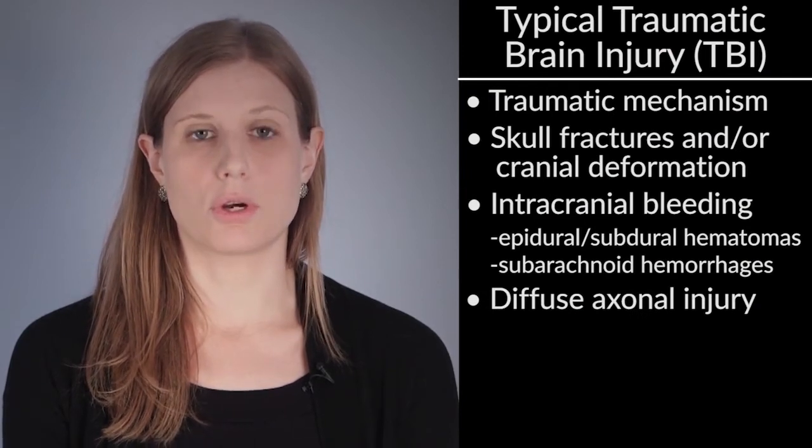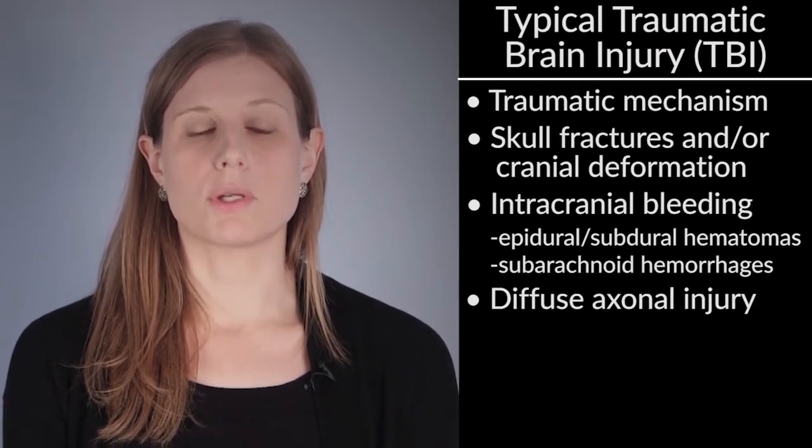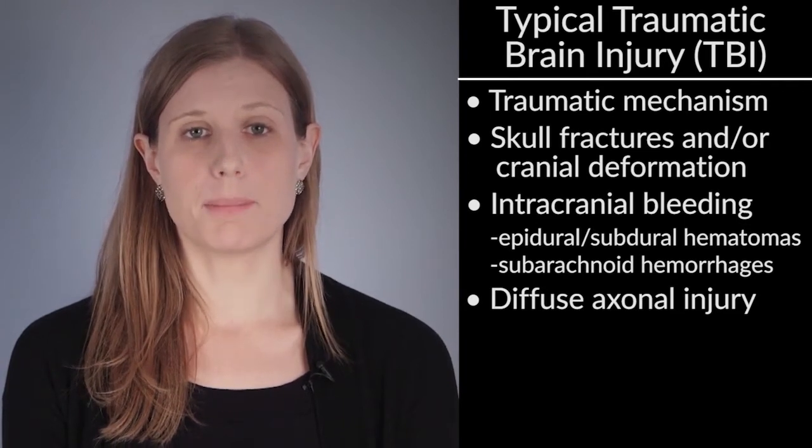An additional finding that you can see in severe brain injury is diffuse axonal injury, in which the white matter is injured. And typically this happens quite frequently in children compared to adults.